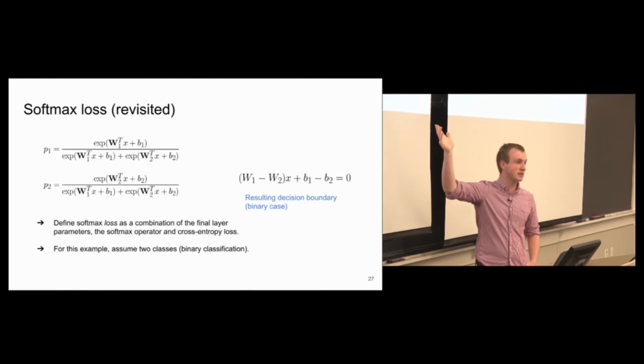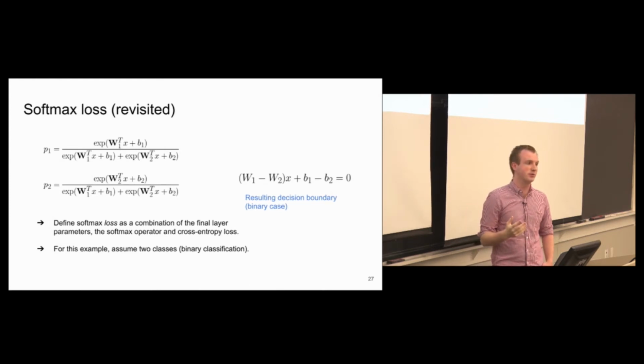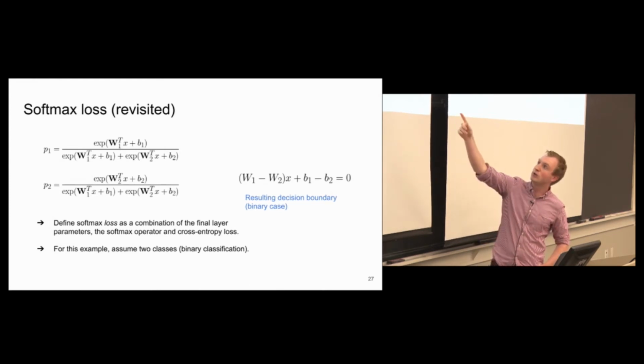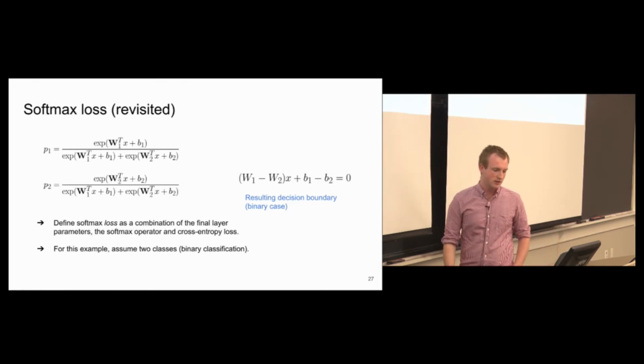If we set these two terms equal, this is the point where the probability that we believe it's either class is 0.5. This is what we're going to call the decision boundary. When you solve for everything, this is what you get. It's a pretty simple formulation.